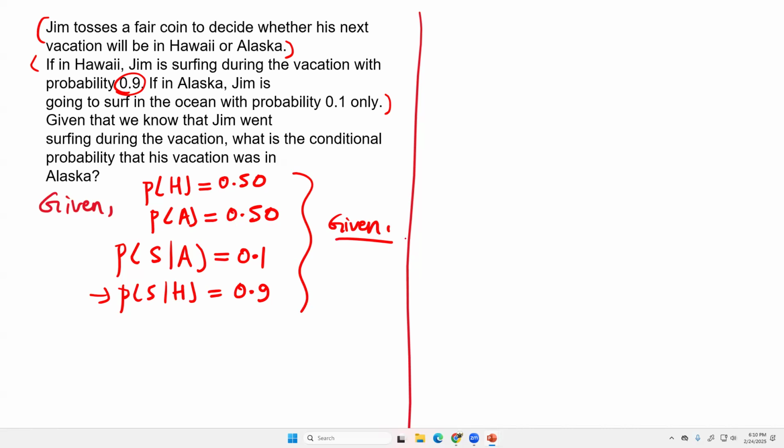What is the question now? Given that we know that Jim went surfing during the vacation, what is the conditional probability that his vacation was in Alaska? So how do you write this question in terms of probability? Probability of something we have to find. What is that event? What is the event that is being asked in this question?